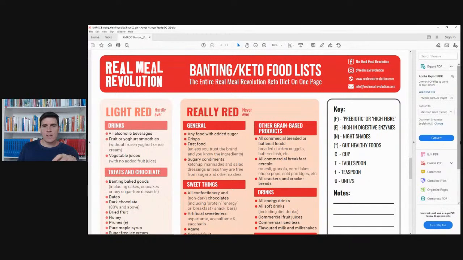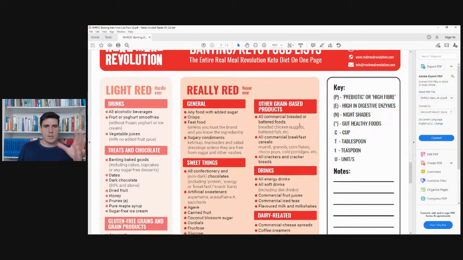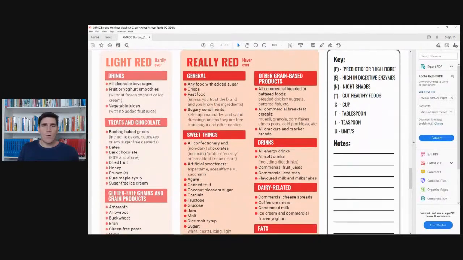Now I want to give a little bit of a deep dive into the red list. A lot of people ask questions about this list, and they wonder why certain things are on it. Under general, it's pretty self-explanatory. We want to stay away from sugary condiments, any junk food, crisps, and any food with added sugar. And I don't think that's a mystery to anyone.